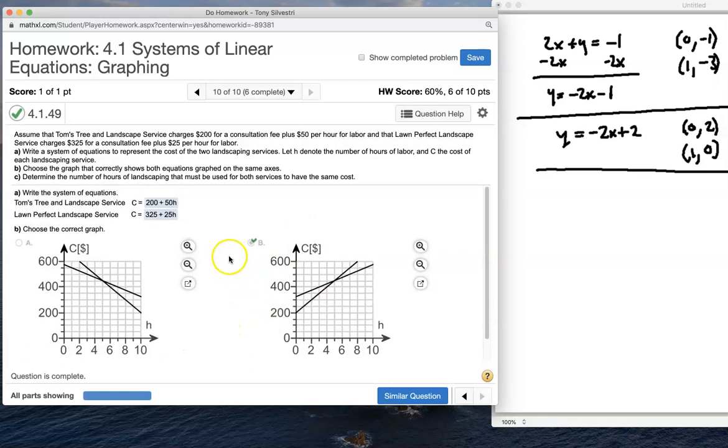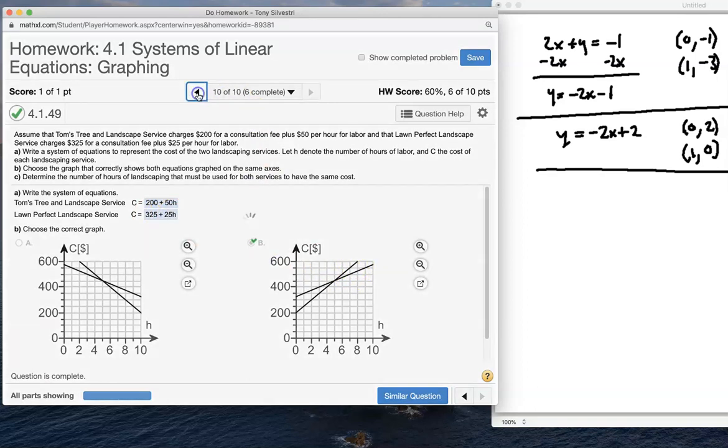And it doesn't matter what equation you use. If I plug in 5, 50 times 5 is 250 plus 200 is 450. And this would also, if I plug in h is 5, calculate out to be 450. So that's a nice little word problem.